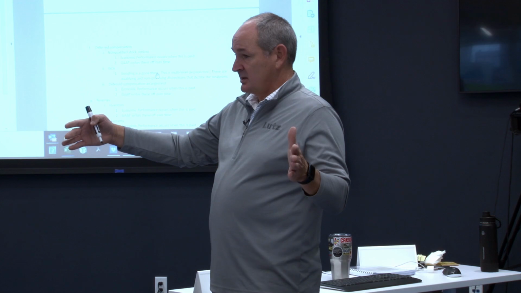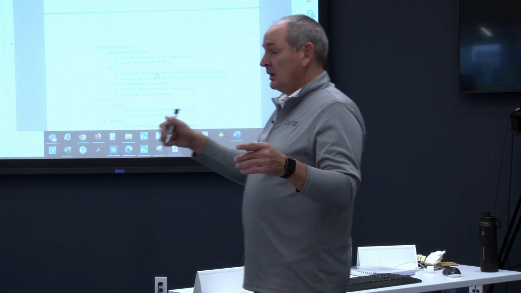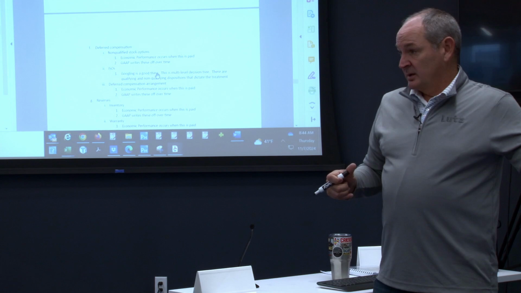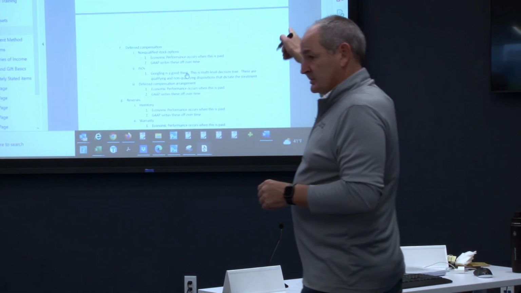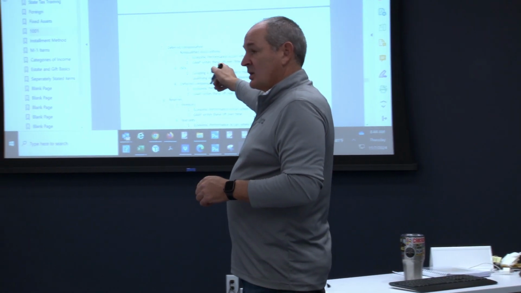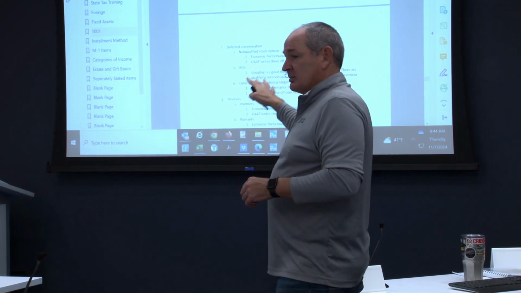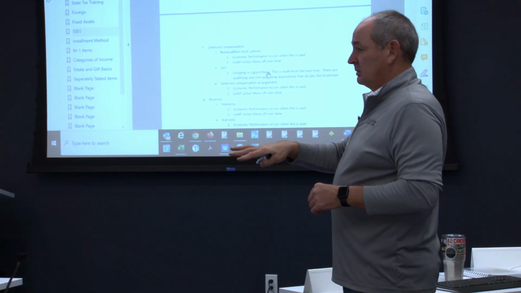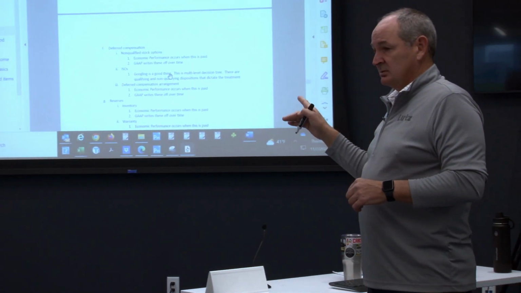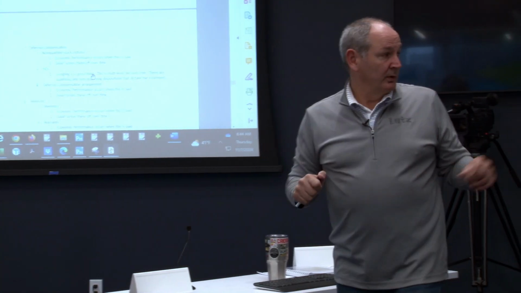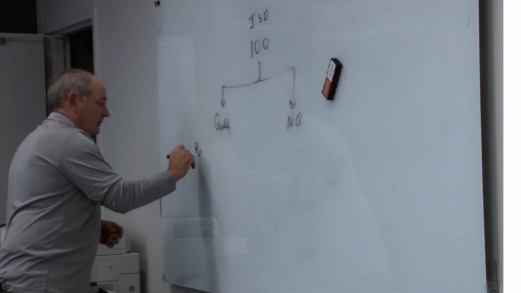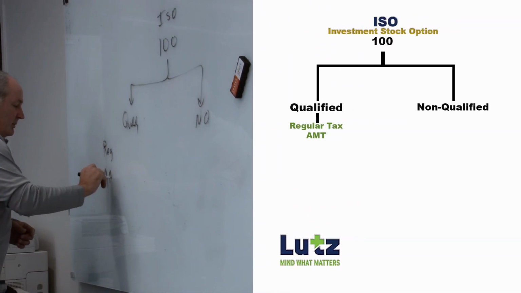If you exercise or dispose of that ISO within that two-year window, I think from grant to date of exercise, then it's non-qualified. So non-qualified is exactly what we just talked about for options. A non-qualified ISO exercise has exactly the same tax impact as non-qualified options. With a qualified one, here's the thing. You have regular tax and you have AMT.